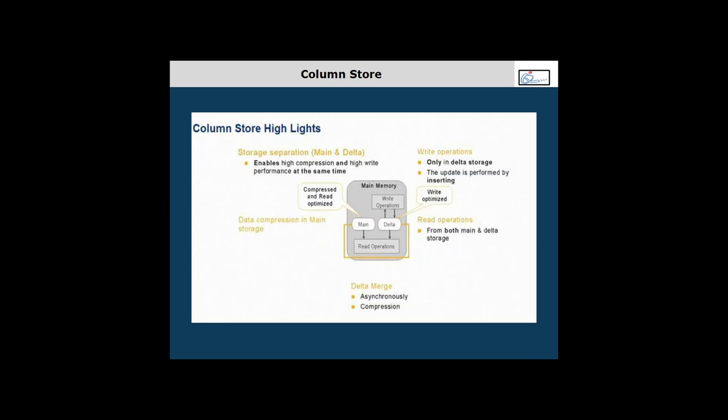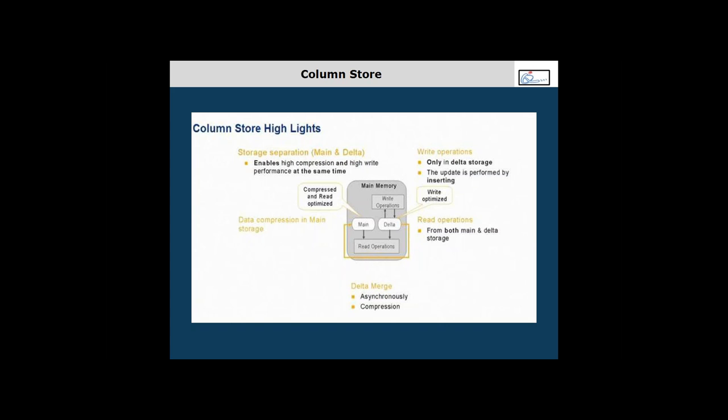When I create a column store table, it actually creates two tables internally. One is called the part one table, the other the part two table. Part one is considered the main table, and part two the delta table. Main table is more like a column store table optimized for reading. Delta table is more like a row store mechanism optimized for writing.